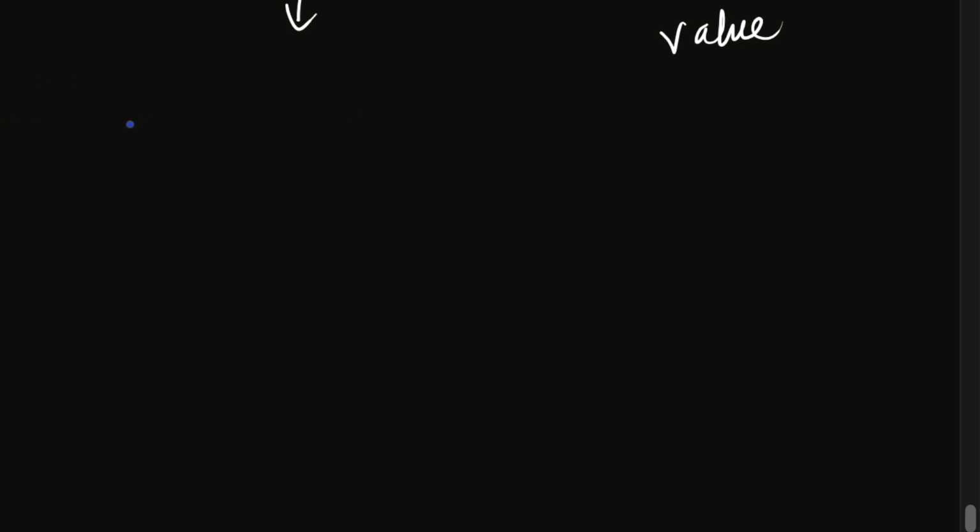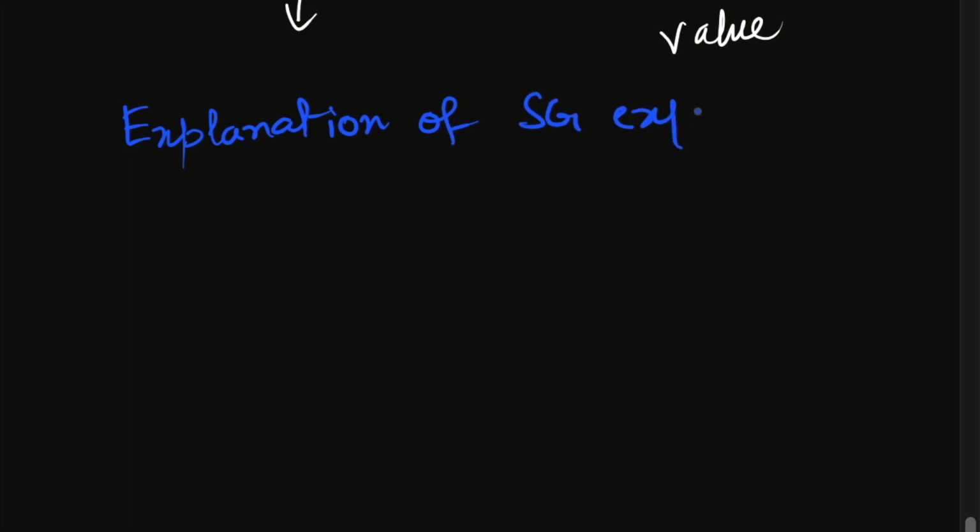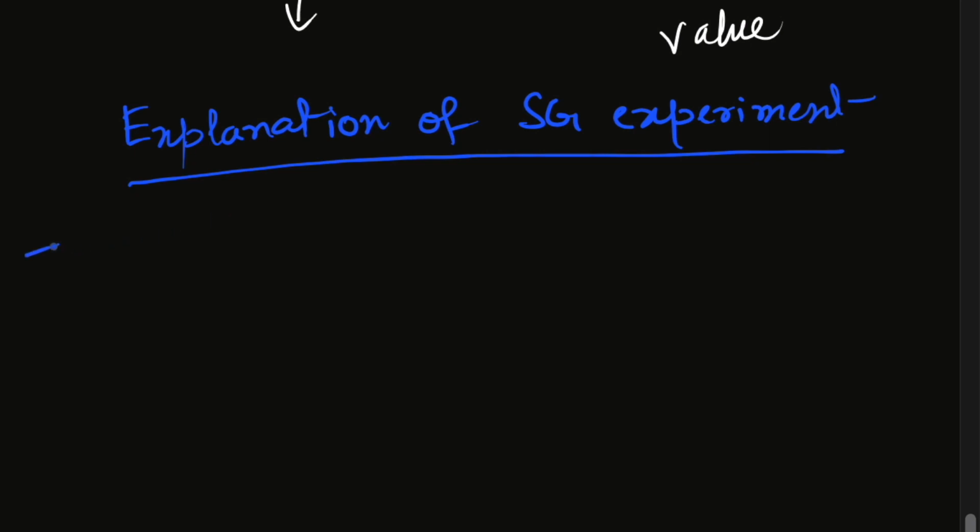Today we are going to study the explanation of Stern-Gerlach experiment in terms of vector space algebra. Now what happens in Stern-Gerlach experiment?